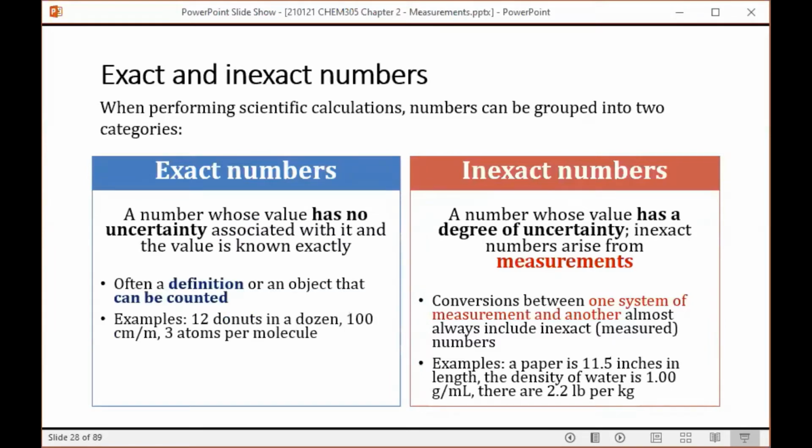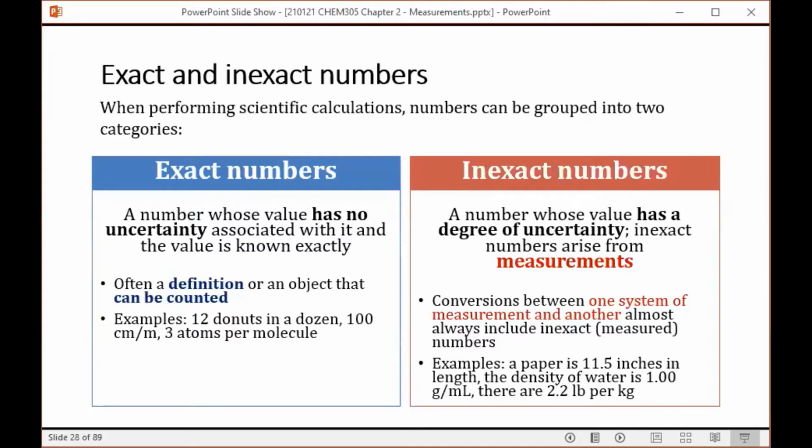So first off, when performing scientific calculations, numbers can be grouped into two general categories, what we call exact numbers or inexact numbers. An exact number is a number whose value has no uncertainty associated with it, and we know the value exactly. Exact numbers are usually things that are definitions or objects that can be counted. Examples include there's 12 donuts in a dozen, there's 100 centimeters per meter, or there's 3 atoms in 1 molecule. So these are things that can be counted, like 12 donuts in a dozen or 3 atoms per molecule, or they're by definition, like the metric system prefix table says by definition there's 100 centimeters in 1 meter.